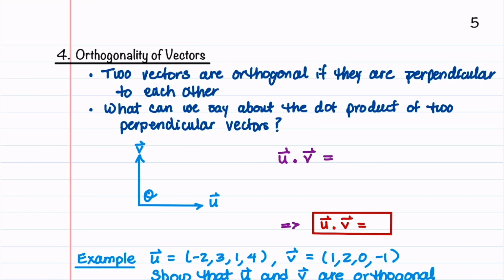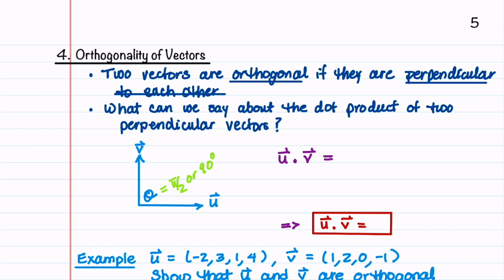Now that we have some tools in our toolbox, we can start to talk about orthogonality. We say that two vectors are orthogonal if they are perpendicular to each other. In this picture, we have two vectors, u and v, that are perpendicular to each other. So let's make a note that our theta is pi over 2 or 90 degrees.